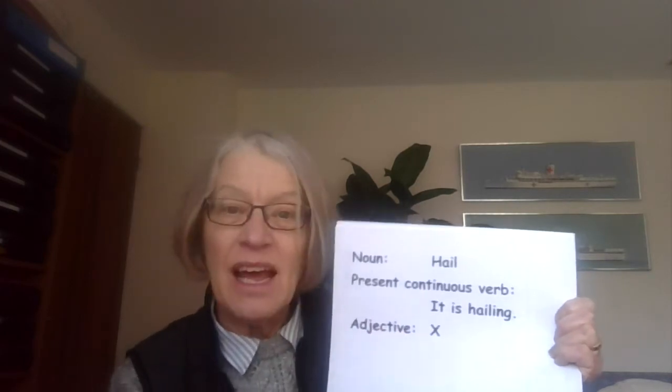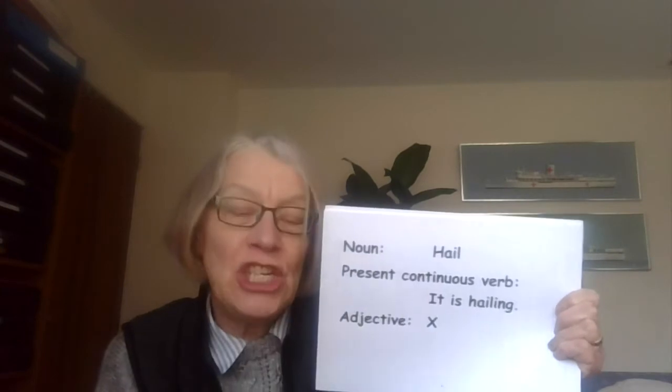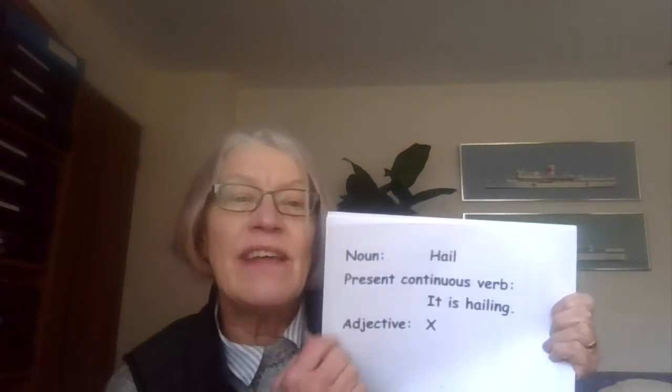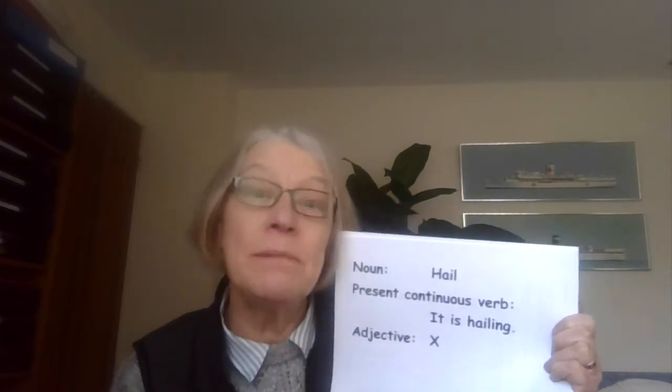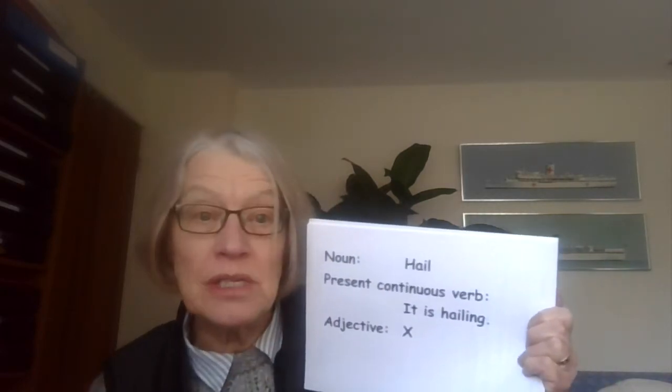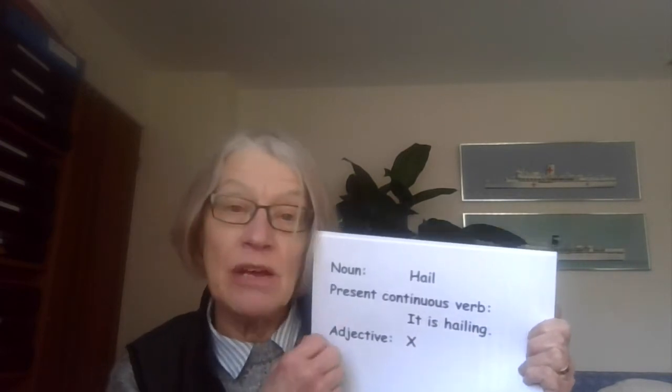And again, we don't have an adjective for it. We have no adjective in English that describes hail. We have the noun hail, or sometimes hailstones. We have the verb to hail, it is hailing, but we don't have an adjective.